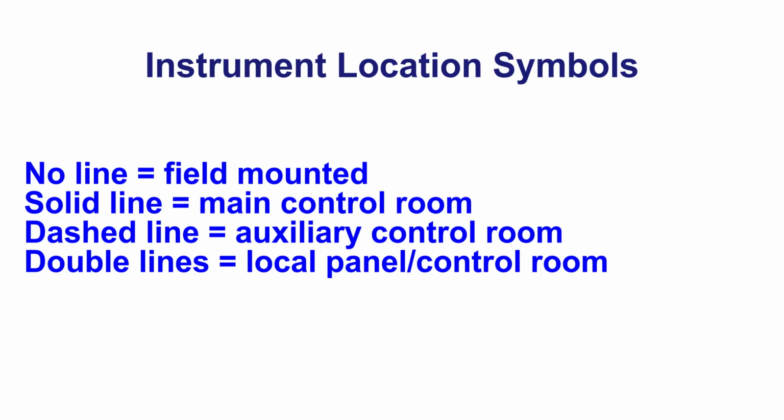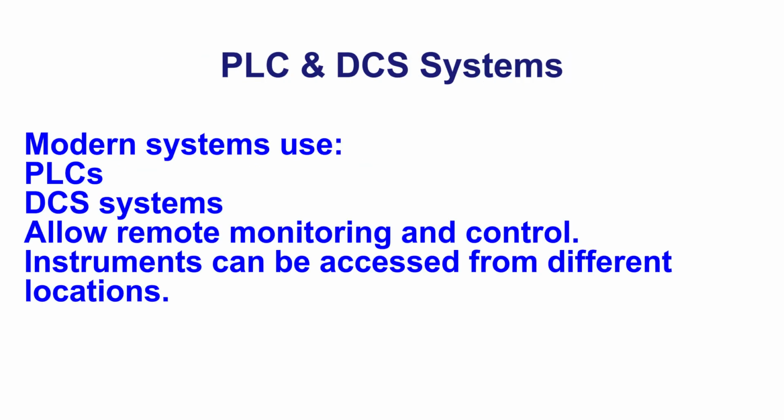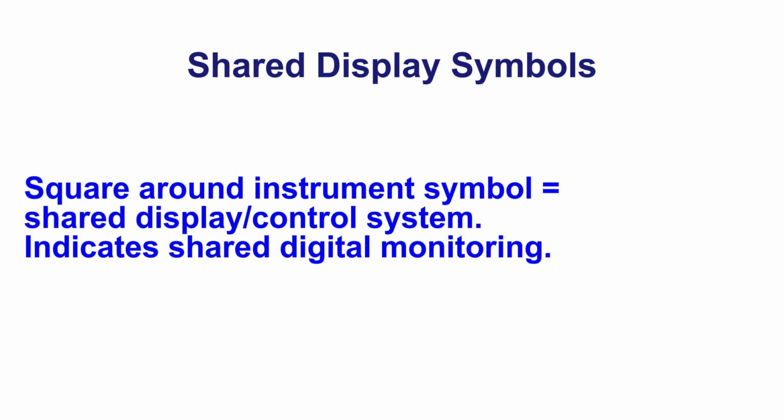Different line styles represent different types of signals. These lines show how instruments communicate. For example, electrical signals, pneumatic signals, or data connections. Understanding these line types is key to reading control loops correctly.